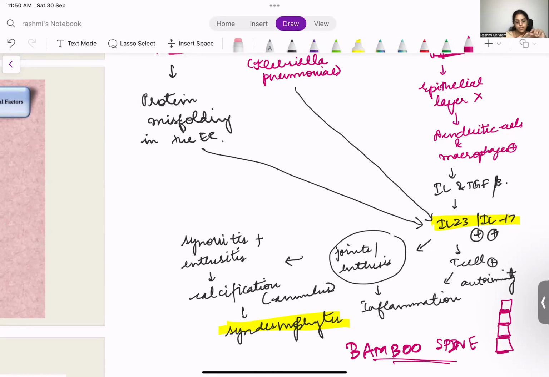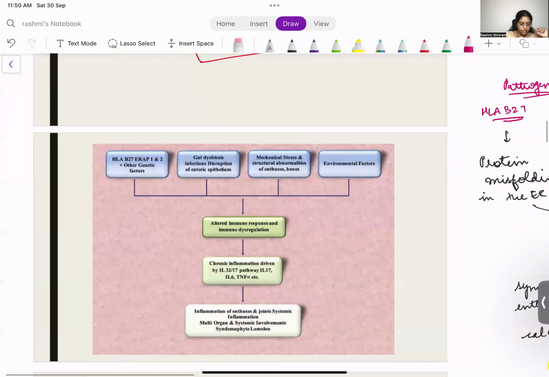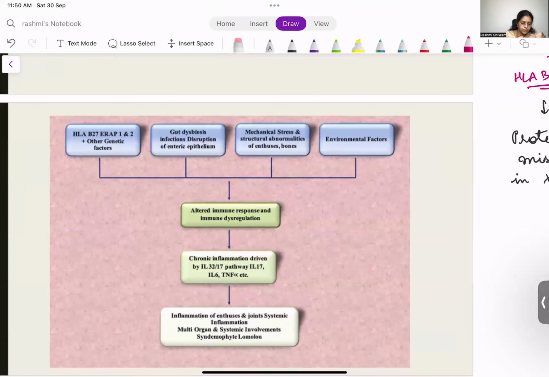Okay, so we have seen the most important things. Let us look at this picture. HLA-B27, there is a genetic component involved. Yes, this is very important. HLA-B27 is needed. Then gut microbiome dysregulation will happen. Then mechanical stress factors and environmental factors, especially infection, which I told you, Klebsiella pneumoniae infection is commonly implicated in this. This will cause altered immune response regulation.